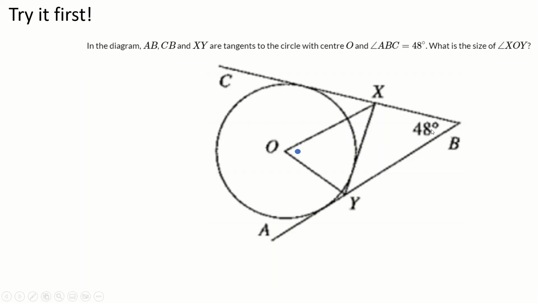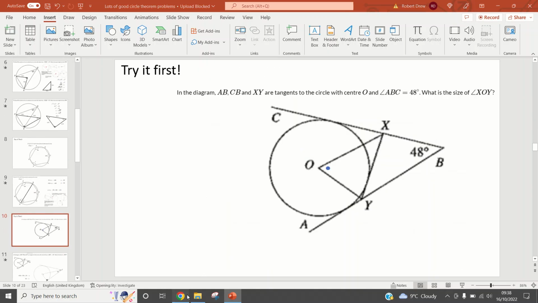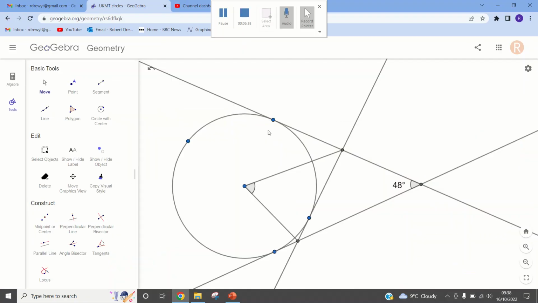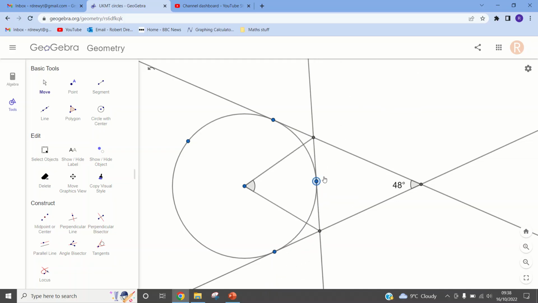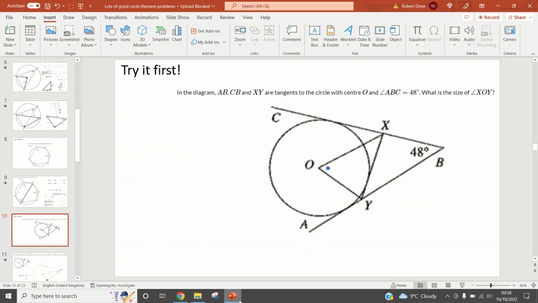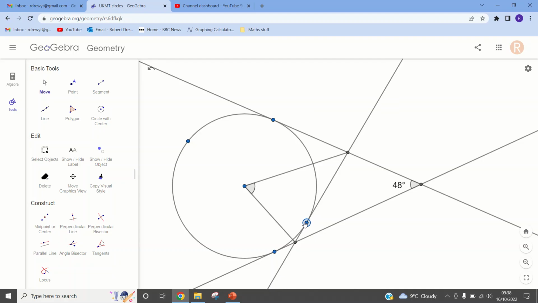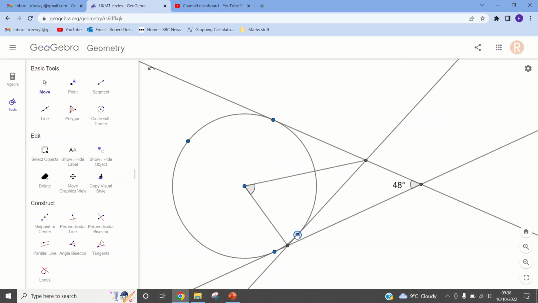Now there's probably more normal ways of doing this question than what I'm going to do. But the way that I'm going to do it is, I've just drawn it in GeoGebra here. And okay, so I can mess with it like this if I want to. But the question is, where is this point? Right? Where is that point? Is it here or is it slightly further down or further down still?